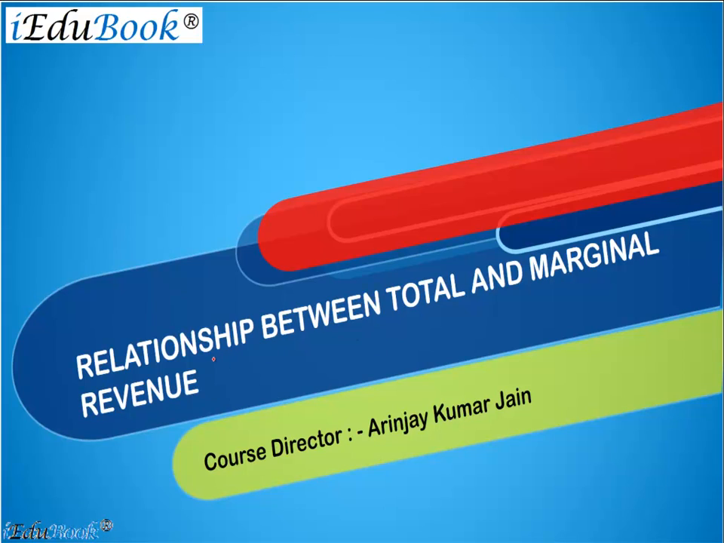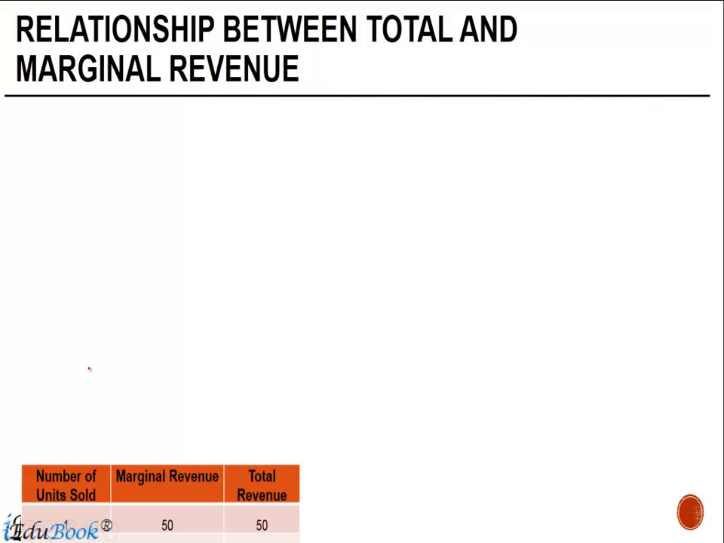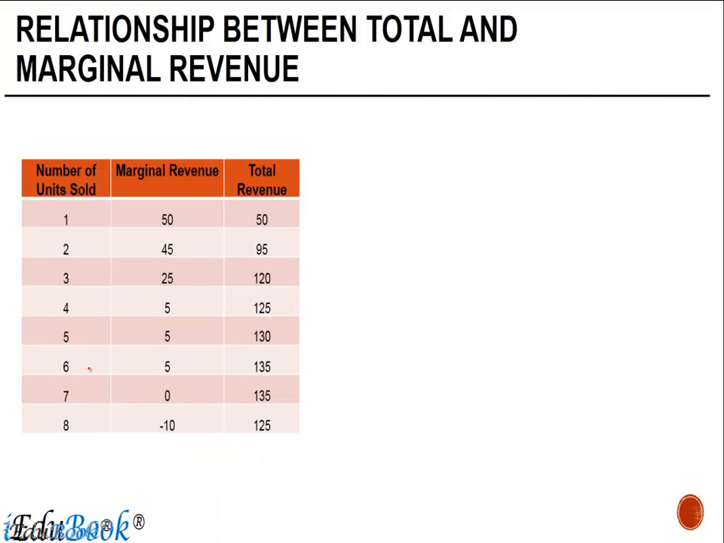Let us look at what is the relationship between total revenue and marginal revenue. Now, before I get into the details, let us just look at this table. What this table does is, it gives you the number of units which are sold, and the marginal revenue. What is marginal revenue? It is nothing but the increase in the revenue by selling 1 unit of additional quantity.